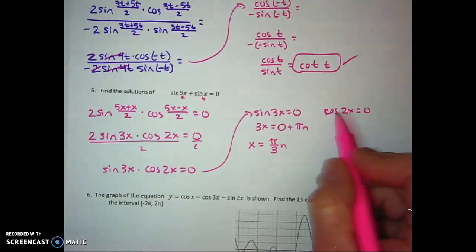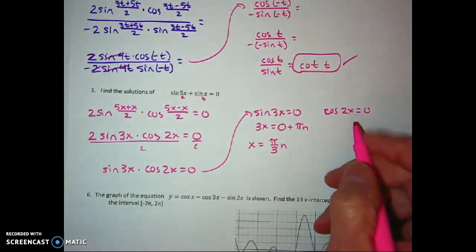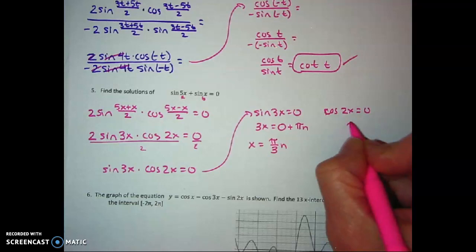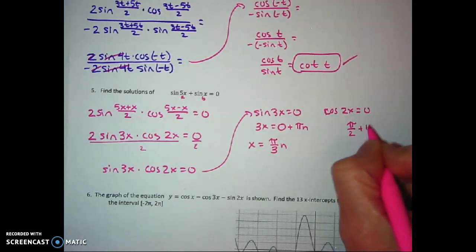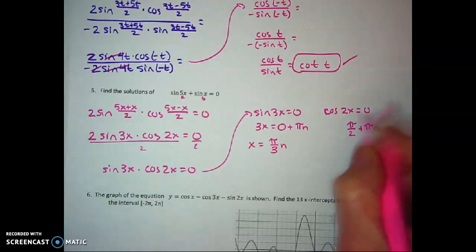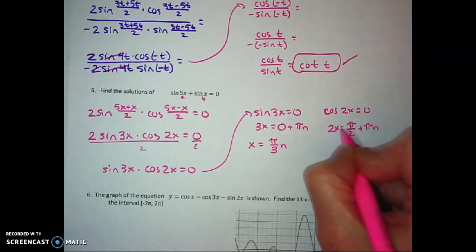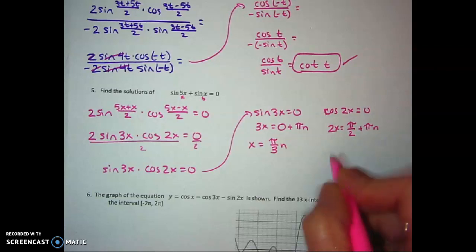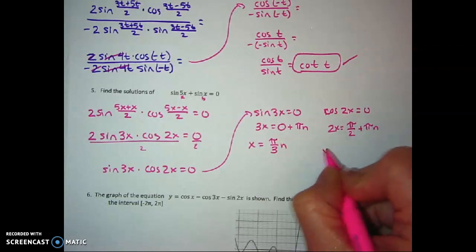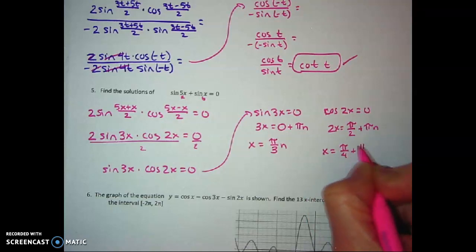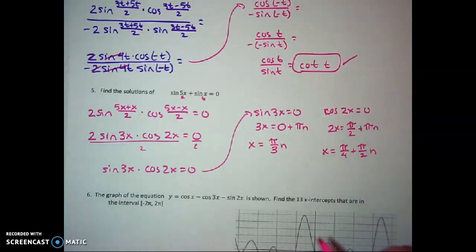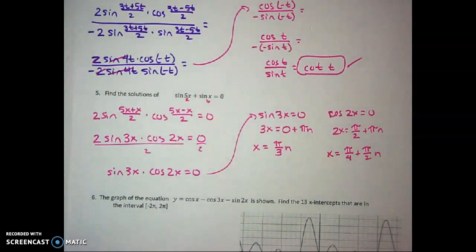Similarly for this one, when is the cosine equal to 0? The cosine is equal to 0 at pi over 2, and then again at 3 pi over 2, so pi over 2 plus pi n. But now that's 2x that's equal to that. To solve for x, I divide by 2, or multiply by 1/2. I get x equals pi over 4 plus pi over 2 n. And those would be all the solutions.